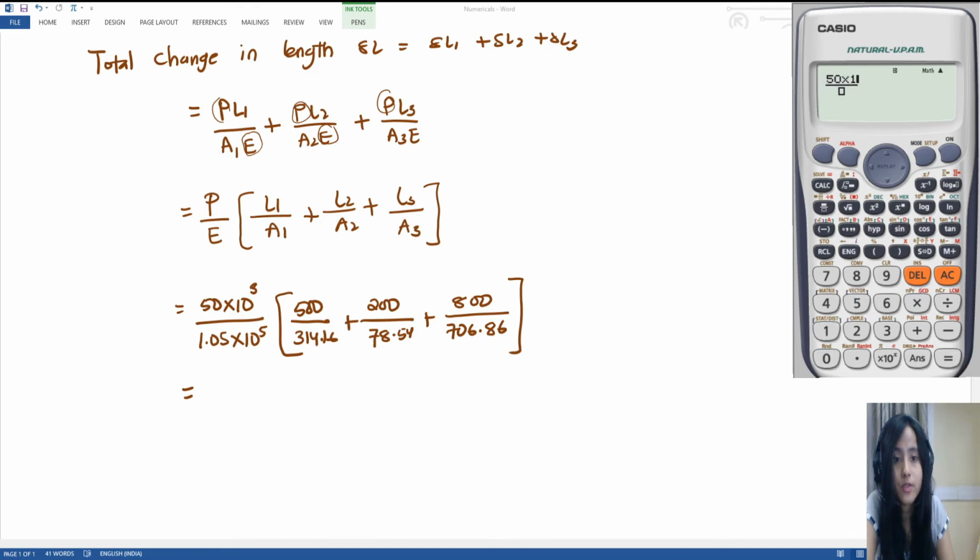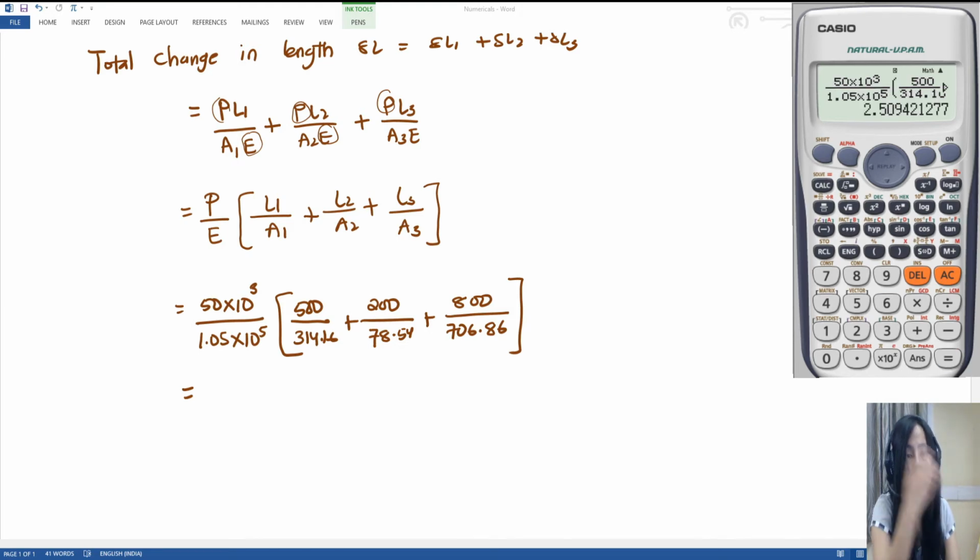50 into 10 raised to power 3, divided by 1.05 into 10 raised to power 5, into bracket open 500 divided by 314.16 plus 200 by 78.54 plus 800 by 706.86.